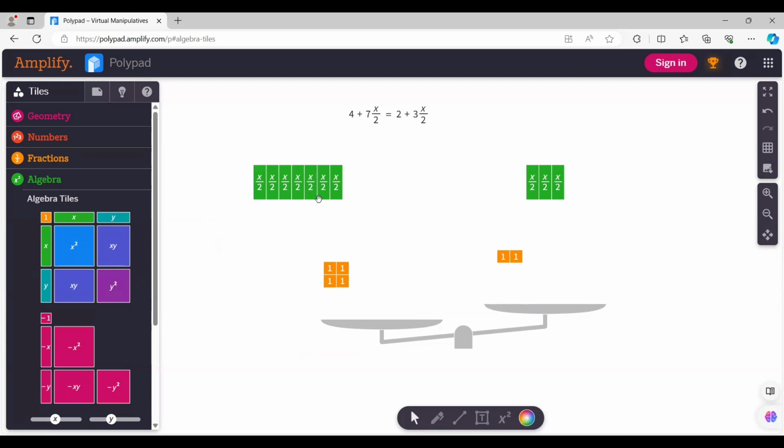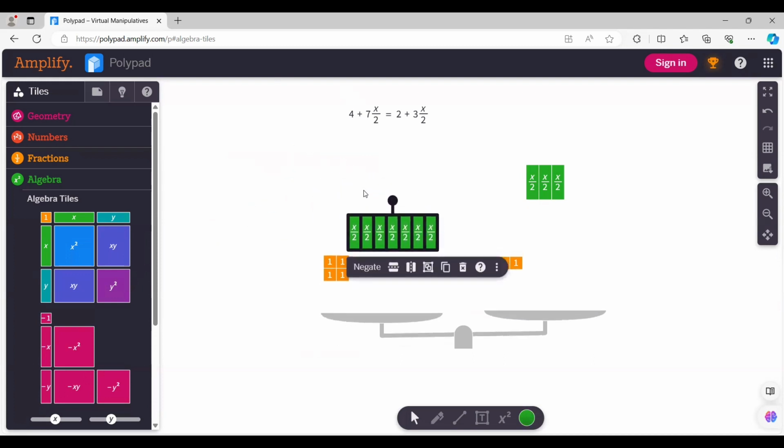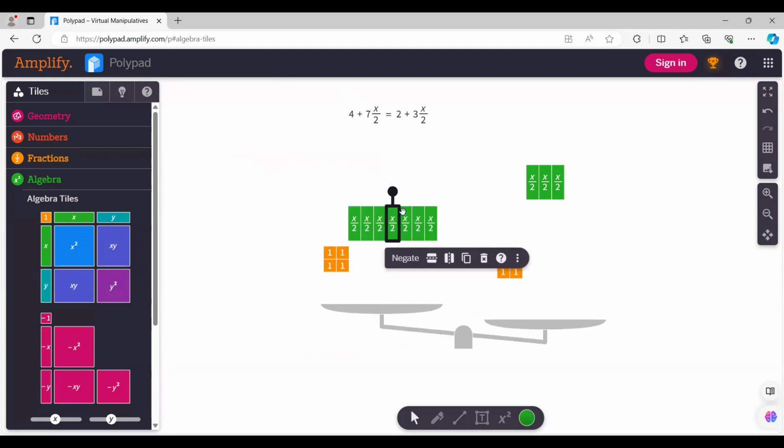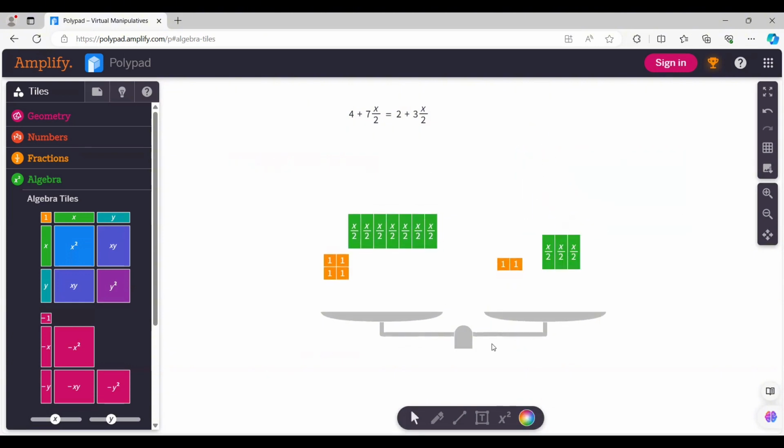Okay, so now we are going to put the things inside the balance scale. As you can see, left hand side is 4, so we have 4 here. And 7 of x divided by 2, so we have 7 of x divided by 2 here. Okay, 1, 2, 3, 4, 5, 6, 7. On the right hand side, we have 2. Here is 2. And 3 of x divided by 2. Here is 3. Okay, so now the scale is balanced.